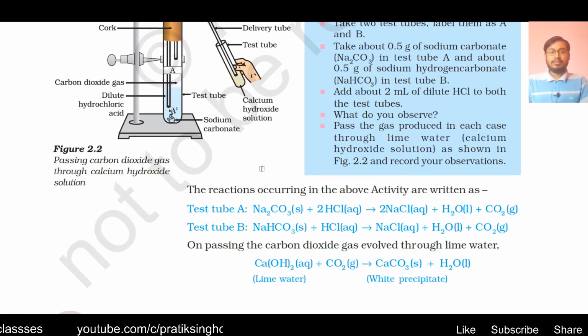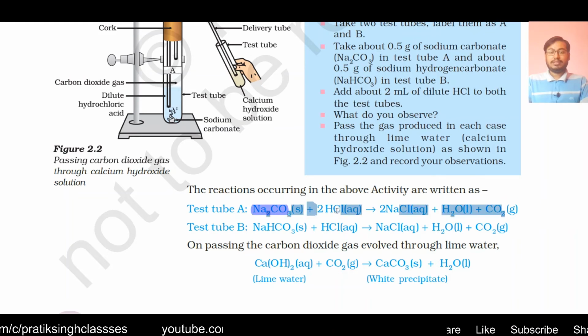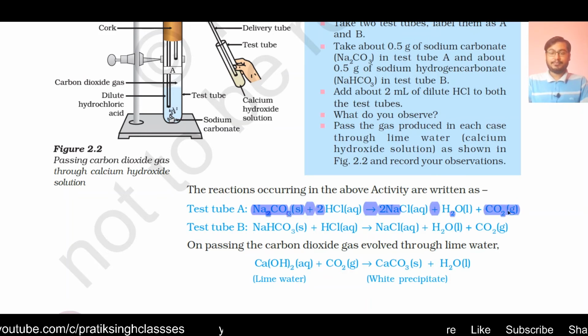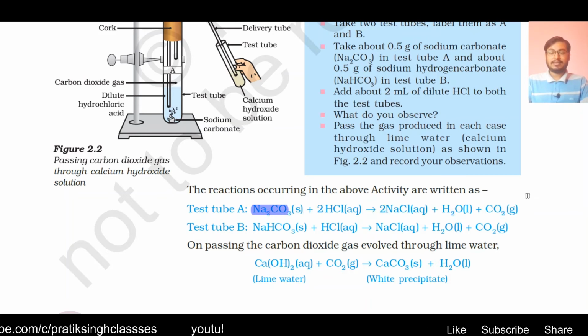The above reactions are as follows. In test tube A, you have taken sodium carbonate in solid form plus hydrochloric acid in aqueous form. As you can see in test tube A, it has made sodium chloride in aqueous solution plus liquid water plus carbon dioxide gas. So here carbon dioxide gas has evolved, water has been made, and common salt has been made in aqueous solution.